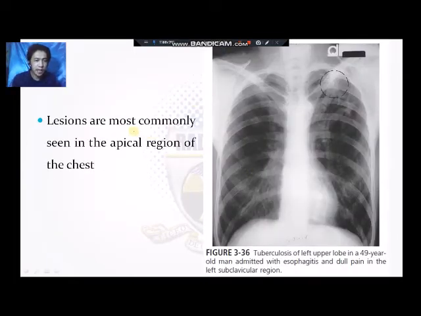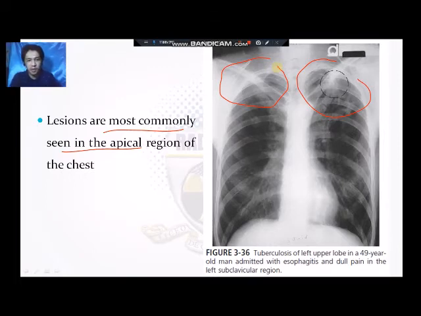Okay, so lesions, if ever na PTB atong patient, lesions are most commonly seen in the apical region of the chest. So this is the apex of our lungs. So if ever magpa-chest x-ray mo, for example, for enrollment, for employment, ang gapangitaon gid or the first nga area nga gatan-awon sa mga radiologists is this one. What's important is this one, or the apex of the patient, especially kung naa siya possibility nga naa siya PTB. Okay, so ayaw gininyo ni siya putla.